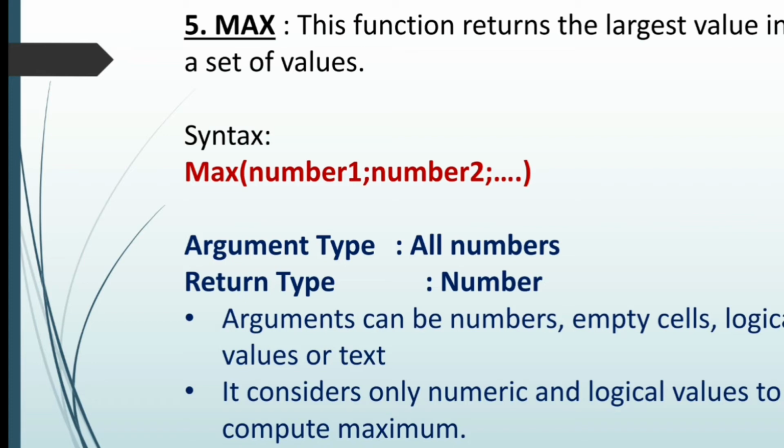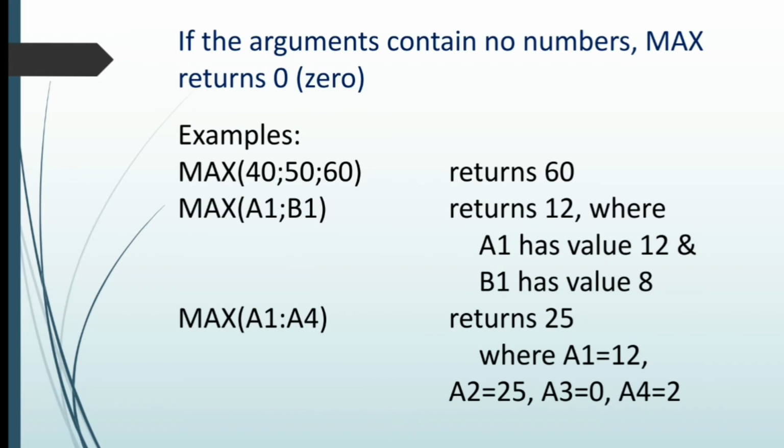Arguments can be numbers, empty cells, logical values, or text. It considers only numeric and logical values to compute maximum. So, these logical values and numbers would be considered for calculating maximum, while empty cells and text are ignored. If the argument contains no number, means we simply call the function MAX and we don't pass any argument, then this function returns the value 0.